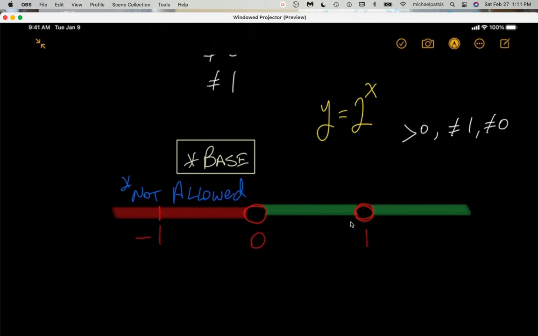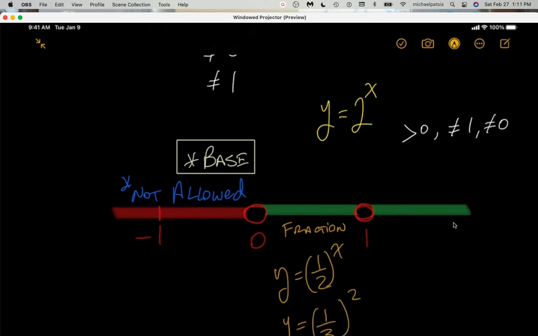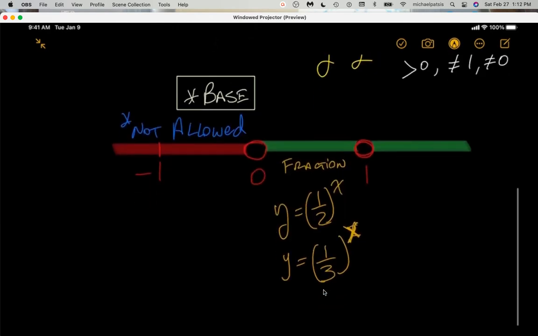However, the base can be between 0 and 1, and it can be greater than 1. If it's between 0 and 1, by definition, it's a fraction. So we're talking about y equals 1/2 to the x, or y equals 1/3 to the x. Again, the base is between 0 and 1. It is not negative. That is a legal exponential. And it turns out whenever you have a fraction as the base, these are decay problems. And that has certain implications for the graph, which we'll talk about. When the base is greater than 1, like the example we've been talking about, you have a growth problem, or a growth equation.